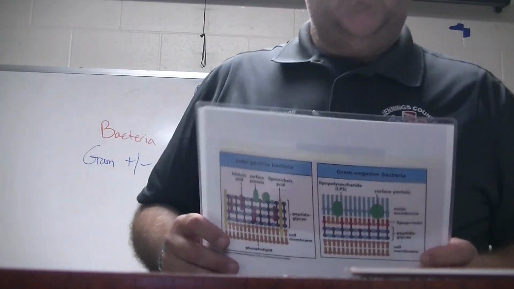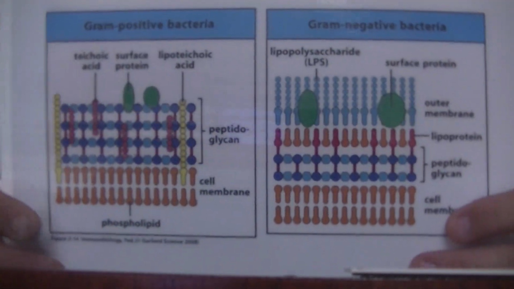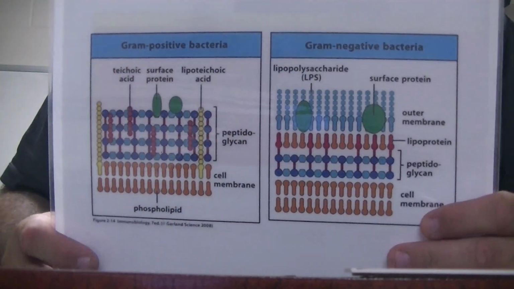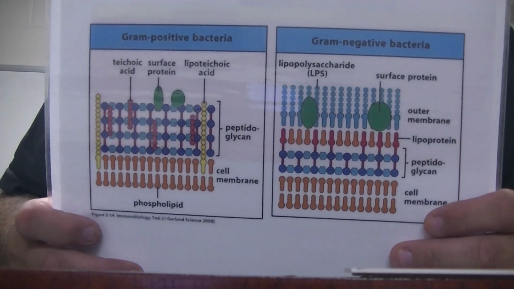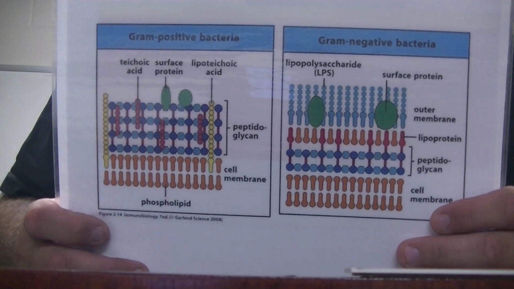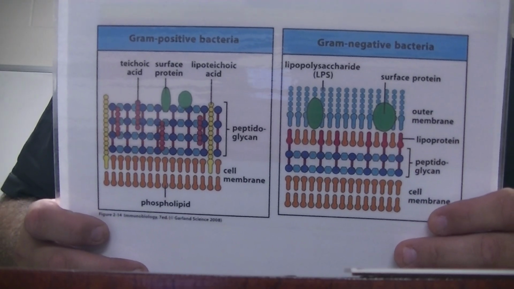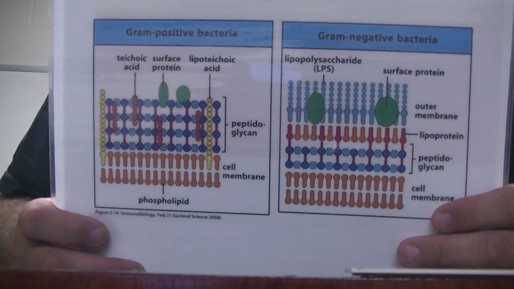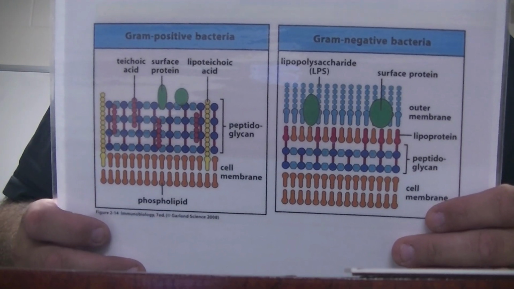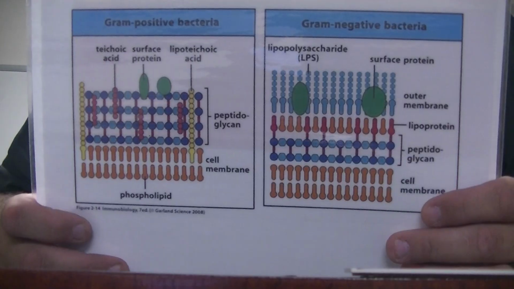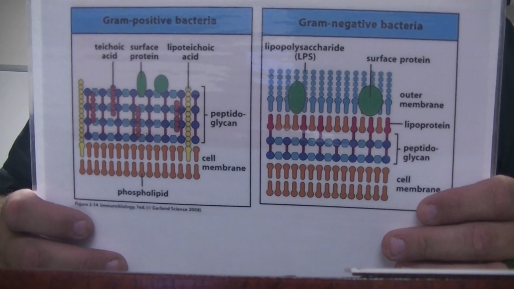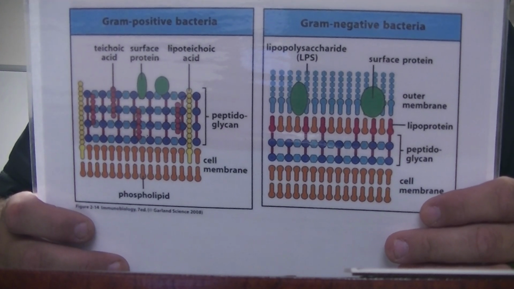Now, the way they identify these bacteria, if you look at them, is based on their cell wall. Gram-positive bacteria have a single-layered, smooth cell wall, whereas gram-negative bacteria have a double-layered, wavy cell wall. The cell wall thickness of a gram-positive bacteria is 20 to 80 nanometers, whereas gram-negative bacteria is only 8 to 10 nanometers. Gram-positive bacteria have a thick or multi-layered peptidoglycan layer, whereas gram-negative bacteria have a thin or single-layered peptidoglycan layer.